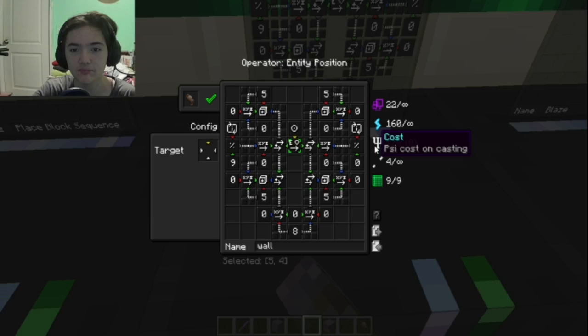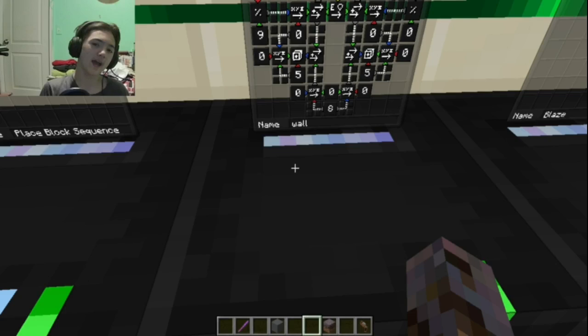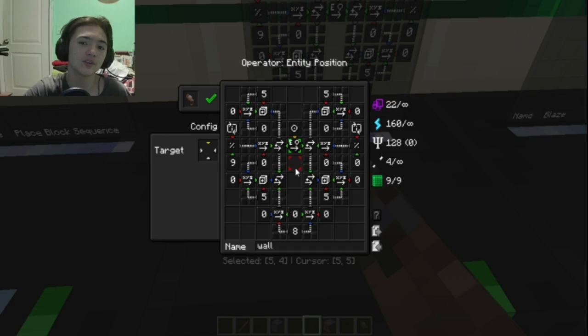Transmissive CAD socket has 9 bandwidth, 10 sockets. Well, this one has 8 bandwidth, 12 sockets. So I say, why would I get that? That has fewer sockets, meaning it holds fewer spells. Yes, but the bandwidth is, you make spells dependent on what type of CAD you have on you. And so the bandwidth is the spell width or height, meaning this grid right here. It makes it bigger, so you need more space if you want to do a more complex spell like this.